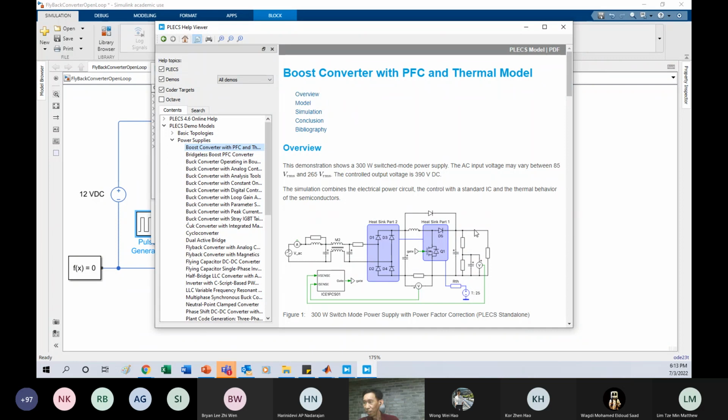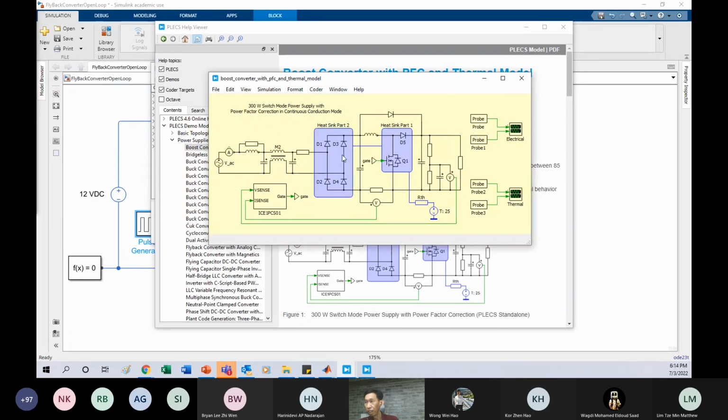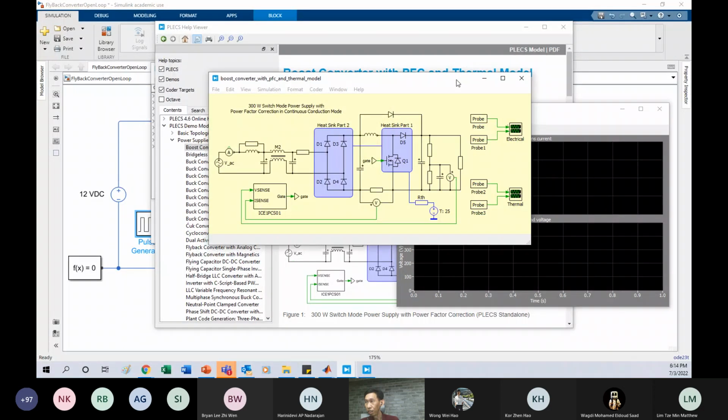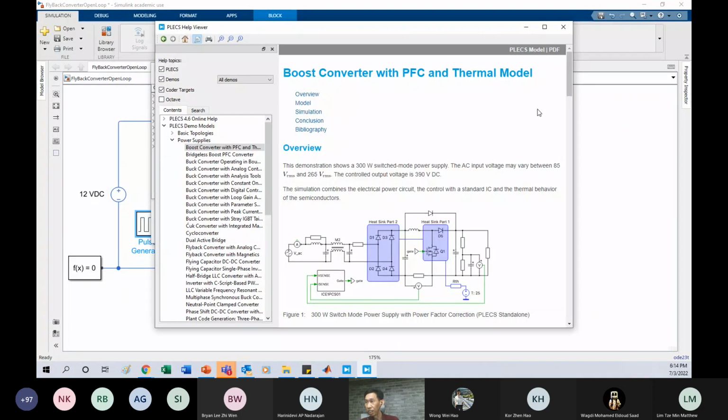This is the real computer power supply. You want to know how it works, right? Click this one, then the model pops up. Then you can learn how they do a thermal analysis of this four diode. Then you can learn how to apply it to your assignment. So a lot of things you can learn here, for the Plex.